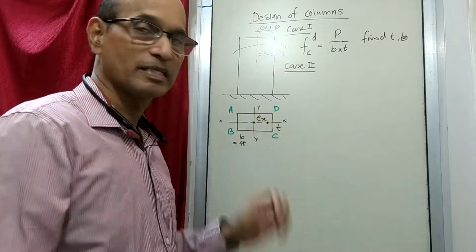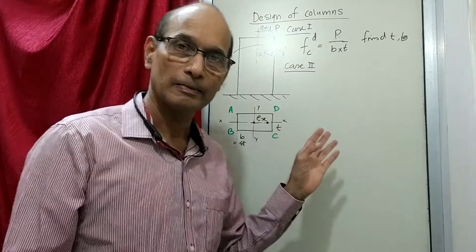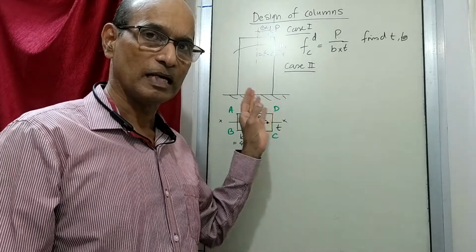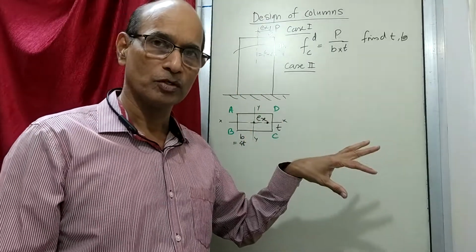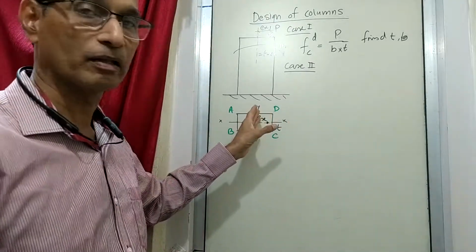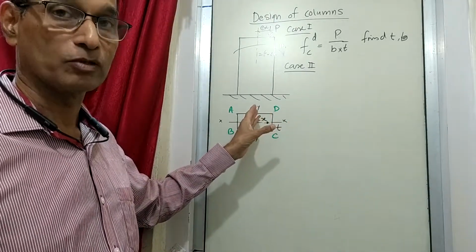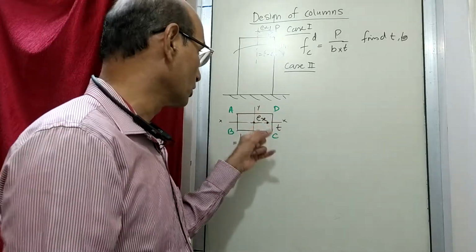What will happen at D and C? At D and C, direct will be compressive, bending also will be compressive, so total also will be compressive. So probably this could be the place where there could be a problem. This is the worst case. So we are going to concentrate on this side.